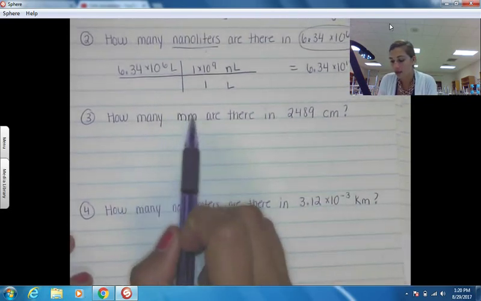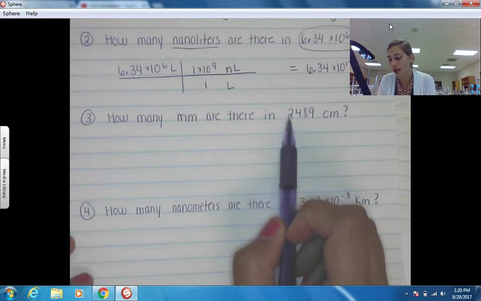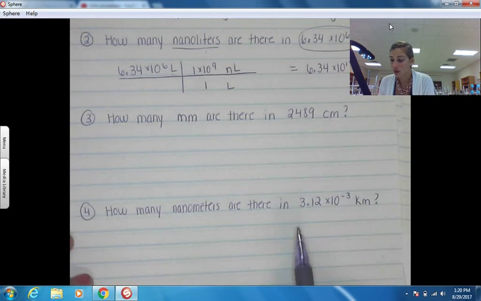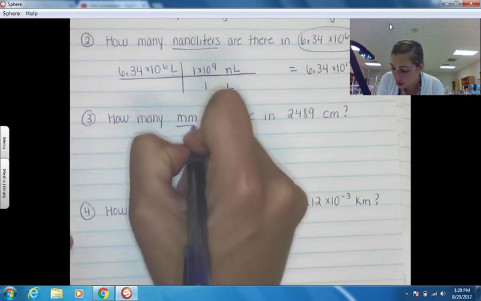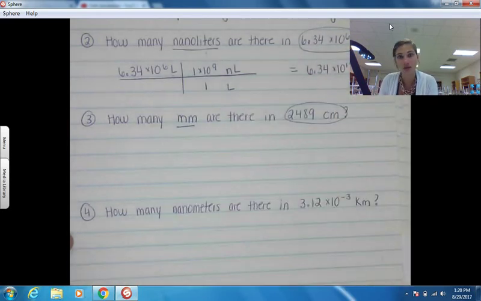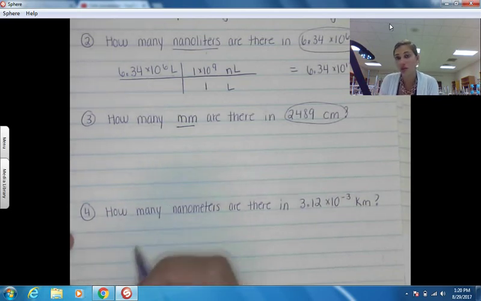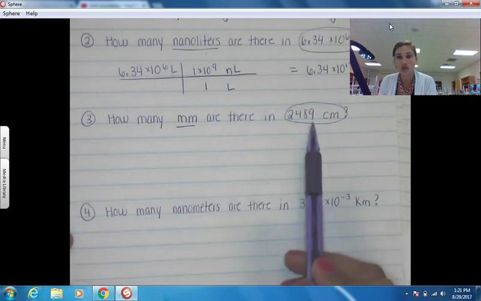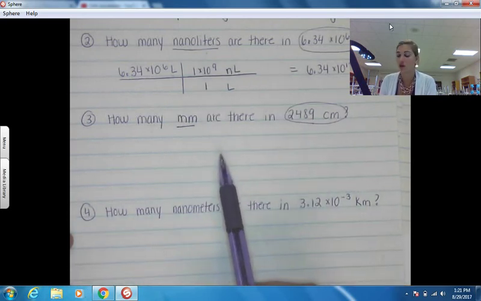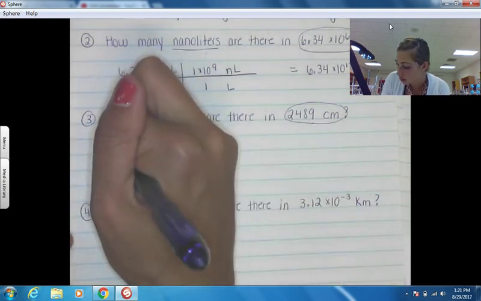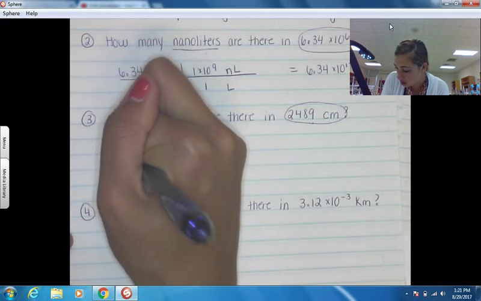How many millimeters are there in 2,489 centimeters? So here, I know that I'm looking for millimeters, and I am given centimeters. This one is going to be different because I am not given a base unit. So I know it's going to be more than one step. So what you're going to do is you're going to start in centimeters, go to your base unit, and then go from your base unit to the new unit. So it's actually going to be 2 steps. But we're going to set it up the same way. So we're always going to start what it's given to us in the problem.